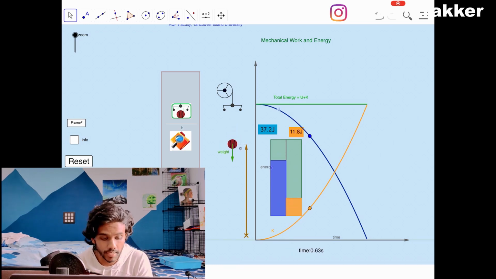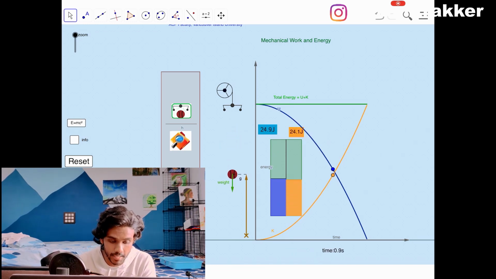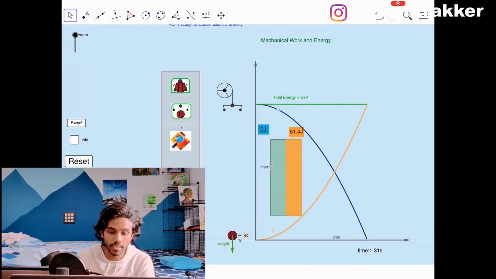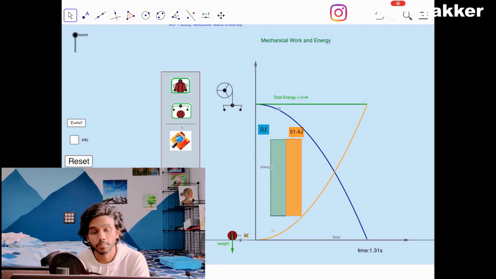Now you can clearly observe one thing, that the ball is coming down, the potential energy is going down, the kinetic energy is increasing, but the sum of these 2 energies is constant at every situation. One of the beautiful examples that I would get.